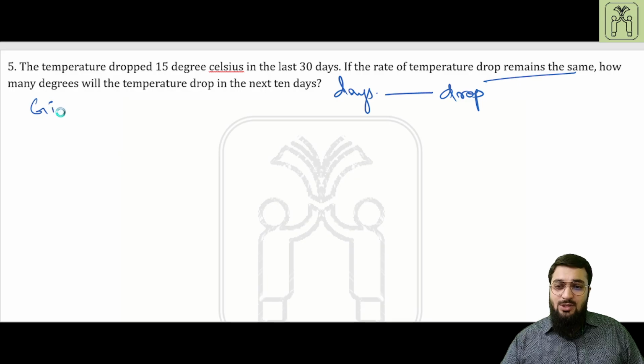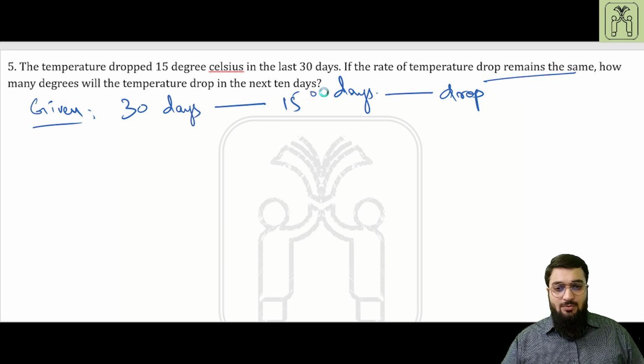What is given to us? Given to us is that in 30 days we get 15 degrees Celsius of drop.